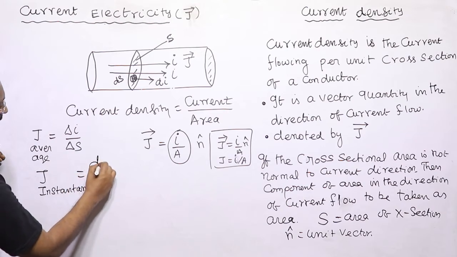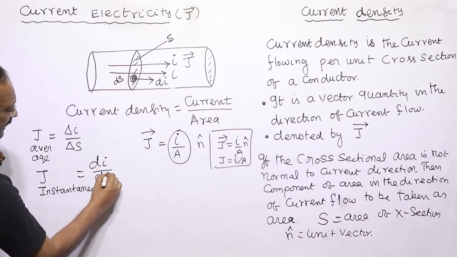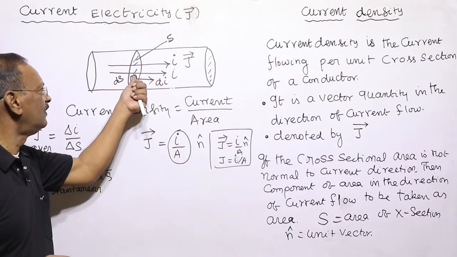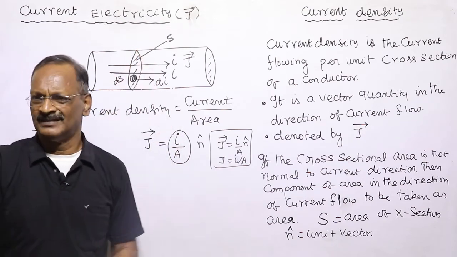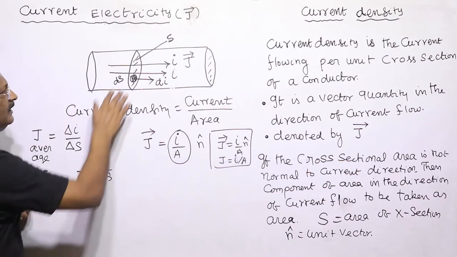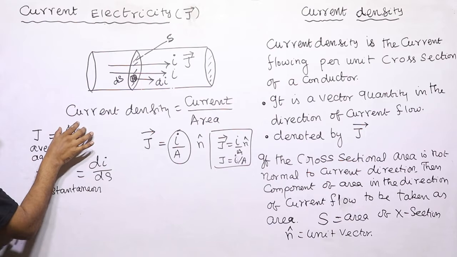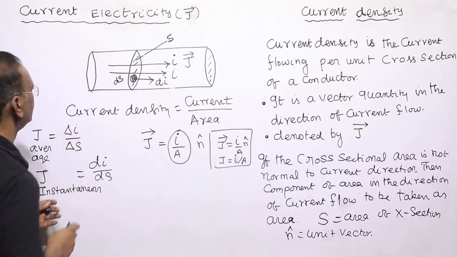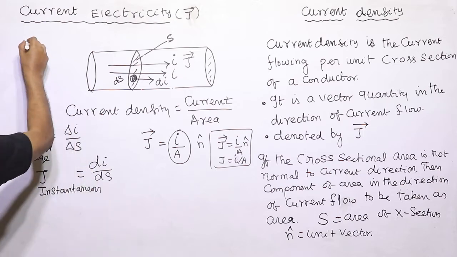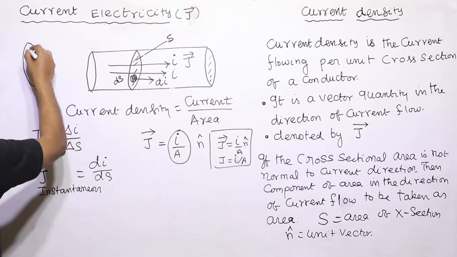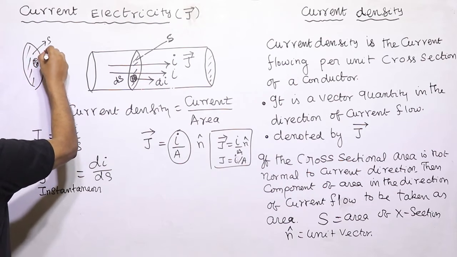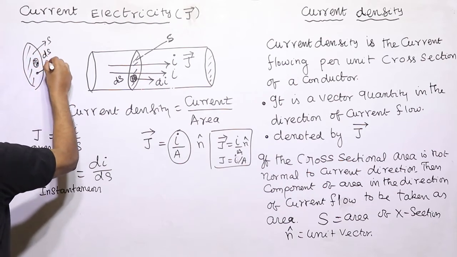Instantaneous is equal to di by ds, where delta S stands for the very small area of this cross-sectional area. ds means small area, small current flowing through a small area of the cross-section. This is infinitesimally small current, very, very small current flowing through a very, very small area. If this is the area S, and this is ds, a small amount of area, and this is delta S.